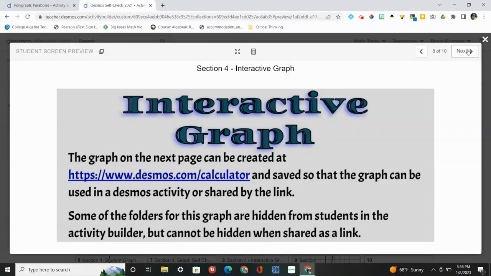And finally, an interactive graph. This was something that I've shown teachers before in the past, that they can save graphs at that Desmos calculator. And here they can actually import those graphs, anything that they've created, rather than sending students several links. They can put them all into one activity builder and have students practice those.